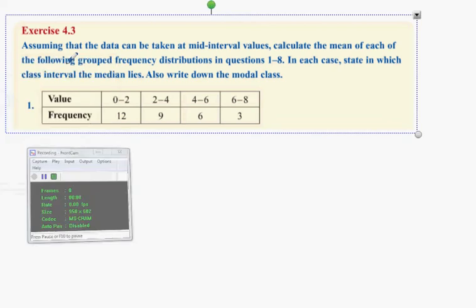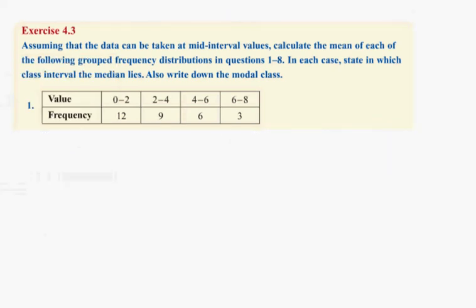Discrete data anymore. In the last exercise, we either had a value of 1, 2, 3, or 4. In this exercise, we're given an interval. What an interval is, it's basically saying that 12 people got between 0 and 2, and 9 people got between 2 and 4.